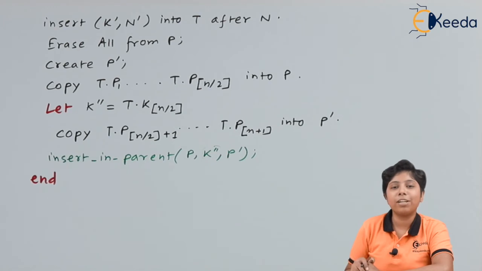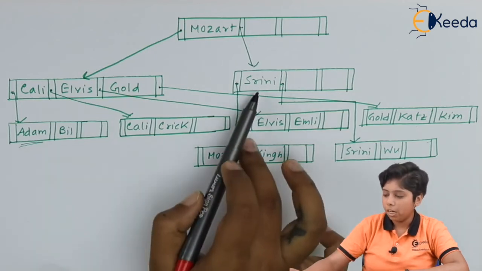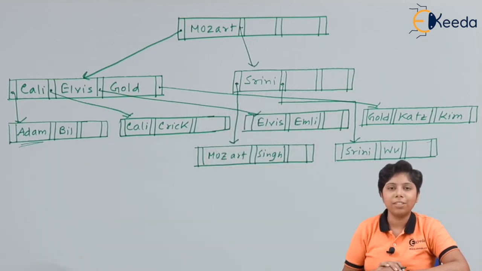Now let us move to our next part, that is deletion from a tree. Say I want to delete a field, that is Srini, from this one. So how can we delete it?